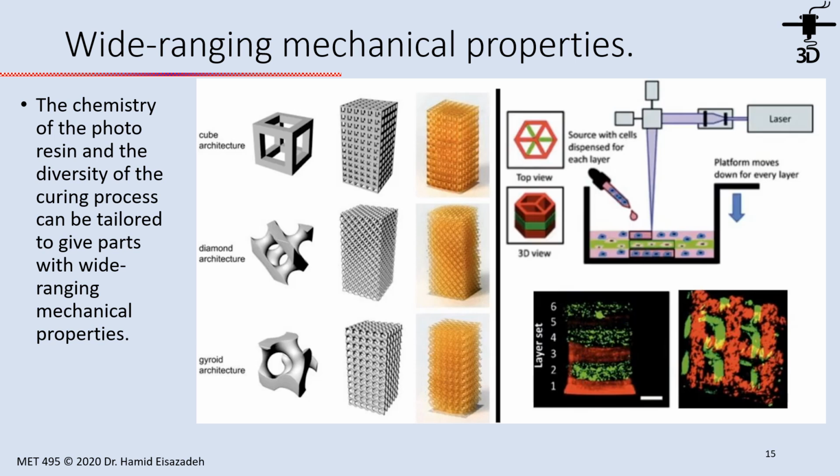The chemistry of photoresin and diversity of curing process can be adjusted in a way that it provides a wide range of mechanical properties. If the SLA process is done well, we can have a mechanical property that is isotropic. It means the mechanical property is going to be the same in all directions. There is a lot of commercial development in the material for SLA. It includes soft materials, flexible materials. We have rigid materials or even durable materials.